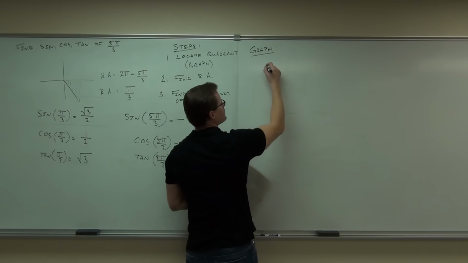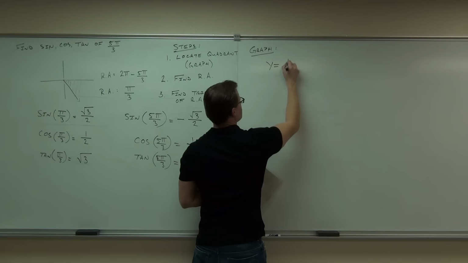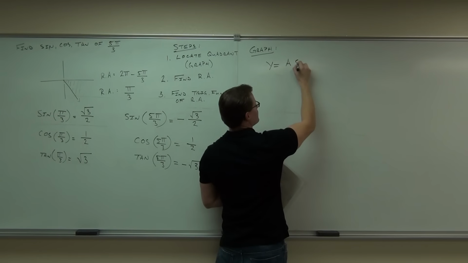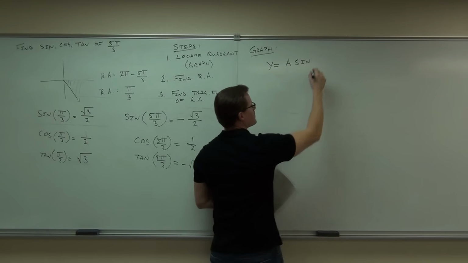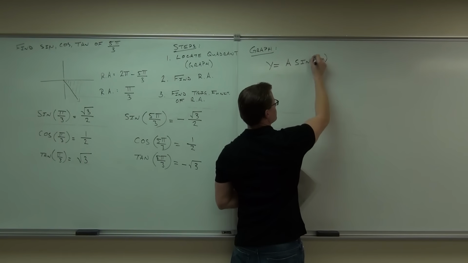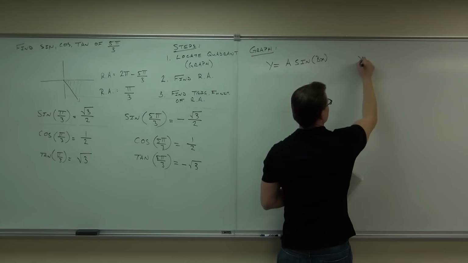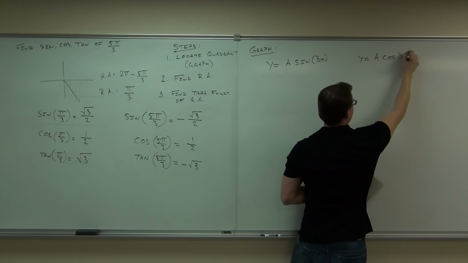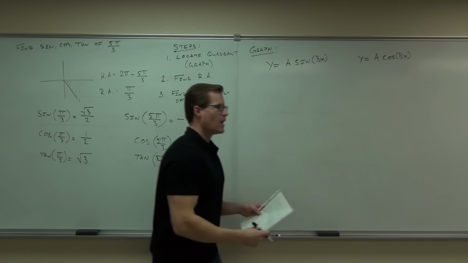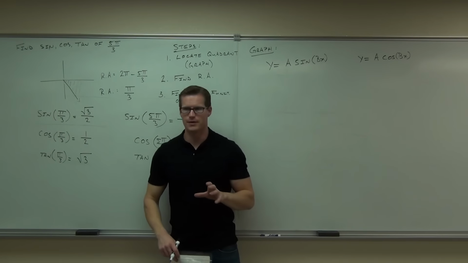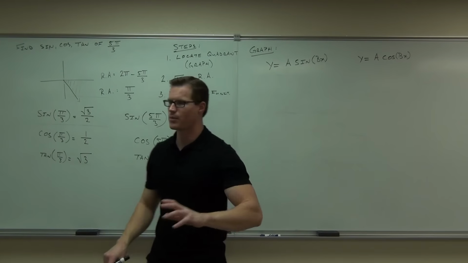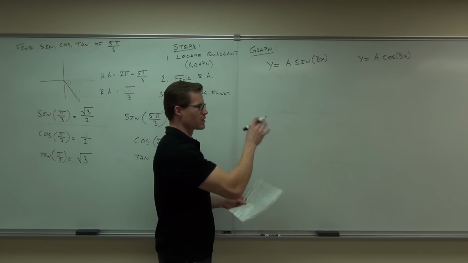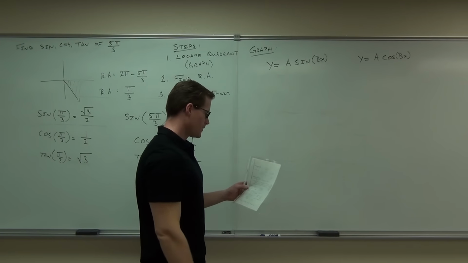We're going to graph things of the form y equals a times sine of some angle, or cosine of some angle. And then I'm going to make it a little bit more complicated than that. We're going to graph another form probably next time where we're going to make this a little bit more advanced.